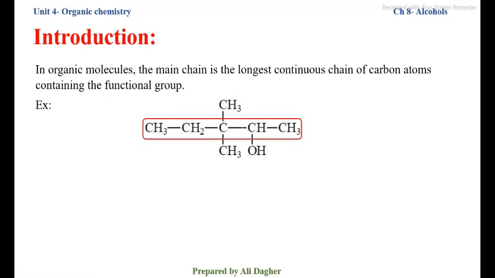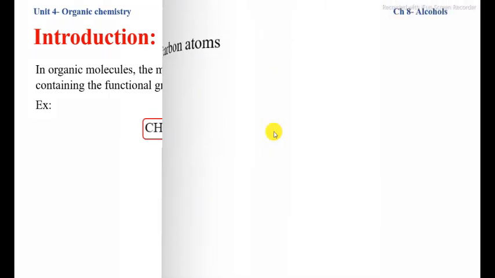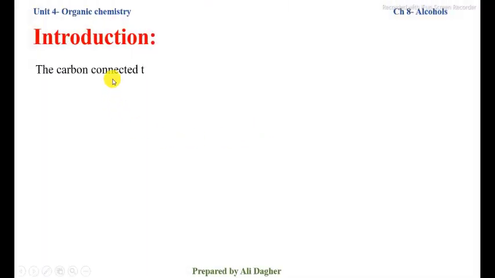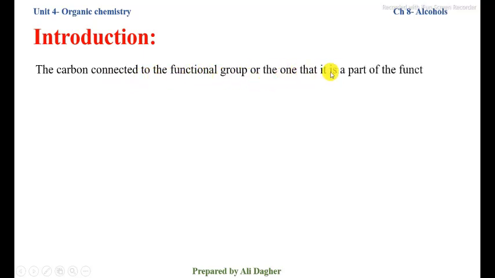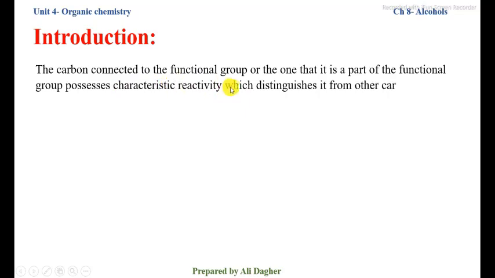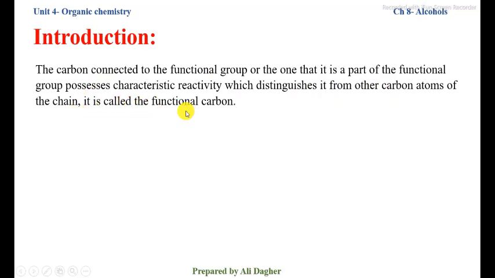Then the main chain is the longest carbon chain that contains the functional group. That means the functional group is bonded to one carbon of this chain. The carbon connected to the functional group, or the one that is part of the functional group, possesses a characteristic reactivity which distinguishes it from other carbon atoms of the chain. It's called the functional carbon.